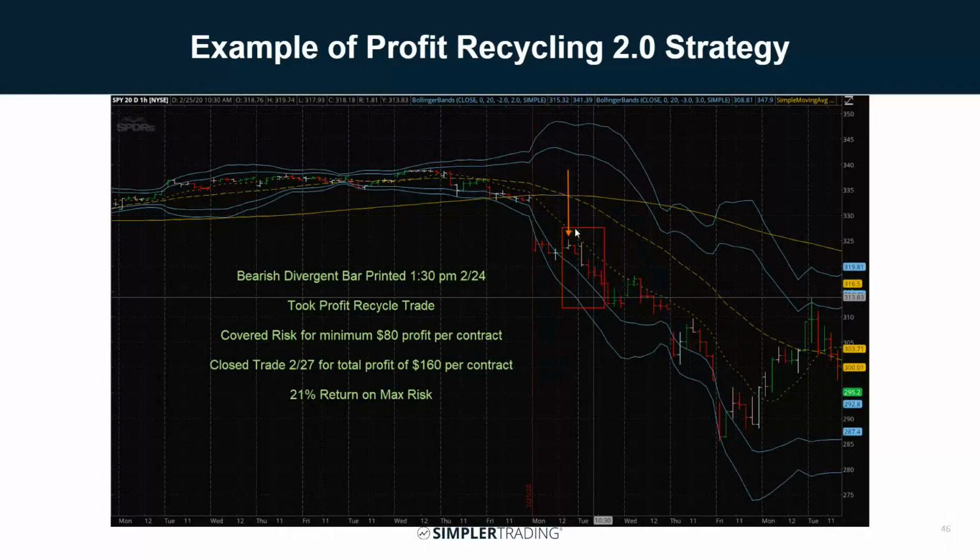Here on SPY was another example. I took the profit recycling 2.0 trade, covered it for a minimum $80 profit per contract, and closed the trade a few days later. I held on to this one for a few days for a total profit of $160 per contract. So I doubled my minimum profit from $80 to $160 per contract, and still walked away with a 21% return on my max risk on the trade.